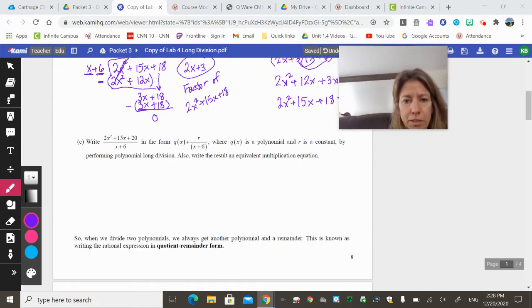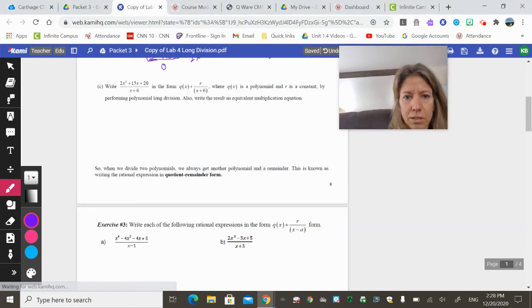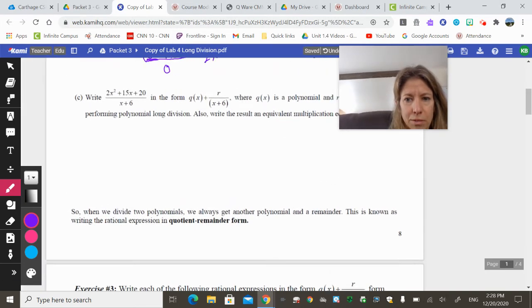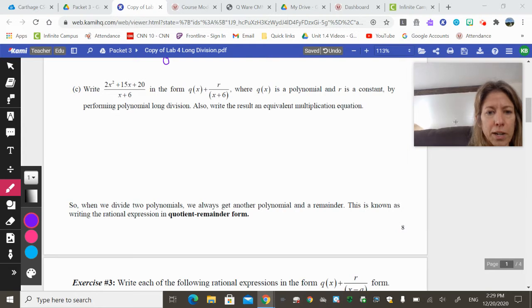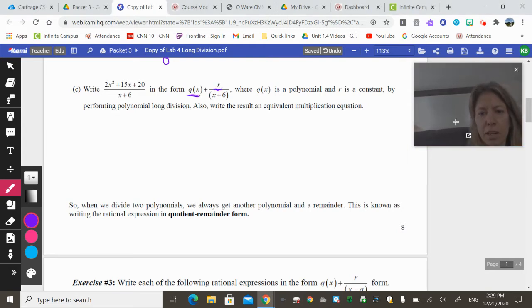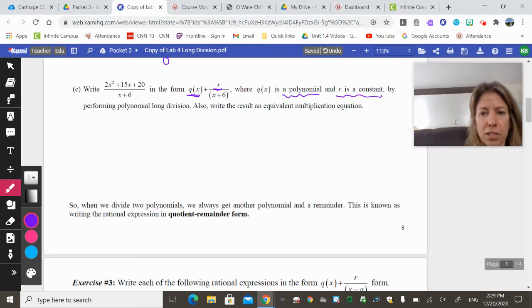Okay, so this is another division problem. It just wants me to write it in this form. Remember, Q of x just means quotient, R stands for remainder, and in this case, Q of x is going to be a polynomial. R is just a constant, that just means a number, it's not going to have a variable. And I'm doing long division, and it wants me to check my answer by doing multiplication. That's all this is saying.